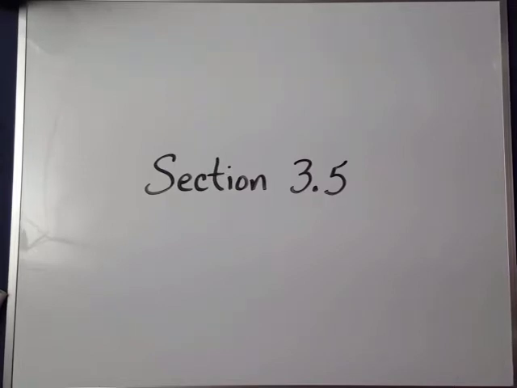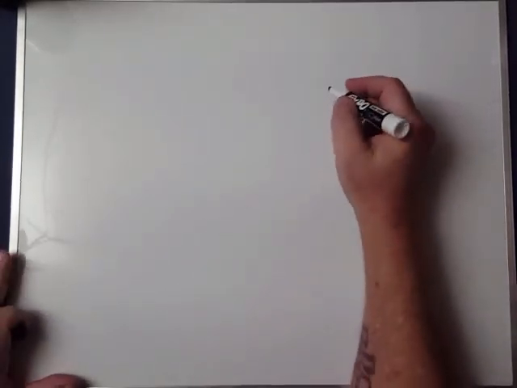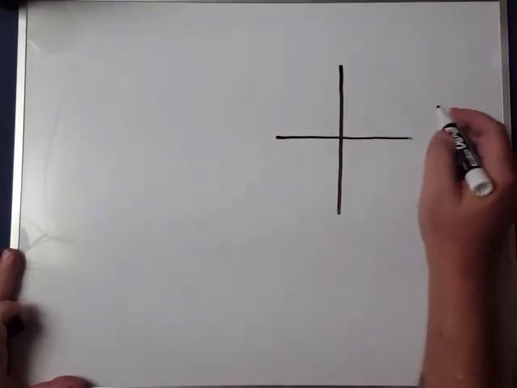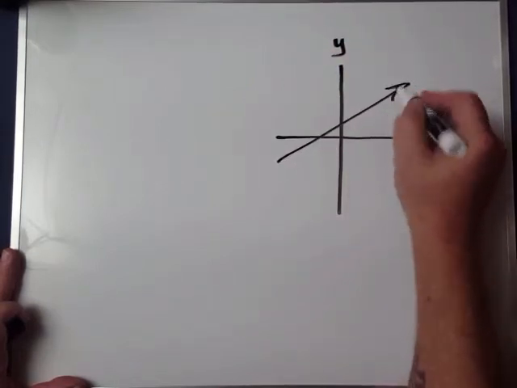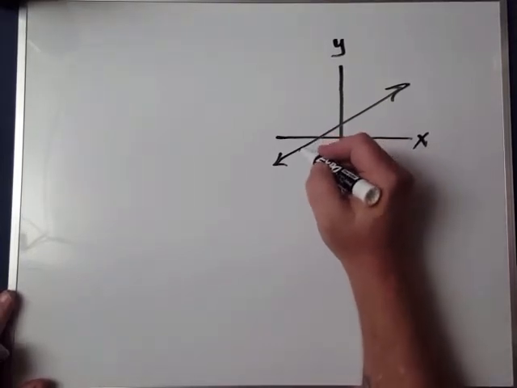Section 3.5, point slope form of a line. We're going to start this section in a similar manner to the way we started the last section. And that is, let me start just by developing the formula that we're going to use for this section. A similar discussion takes place at the beginning of the section.